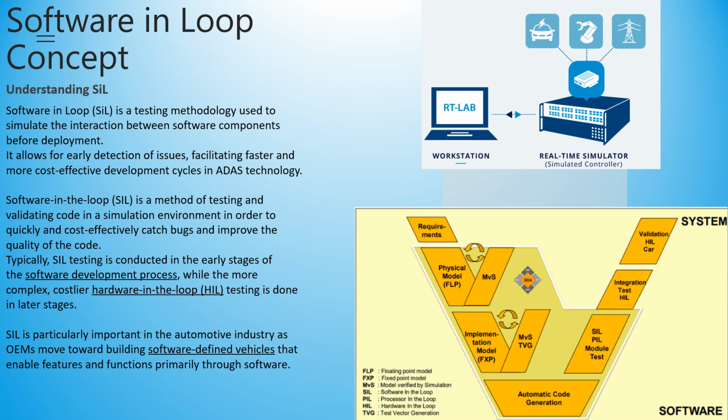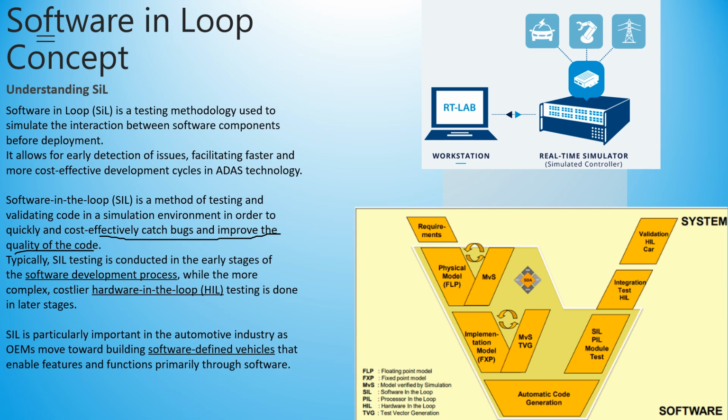And software in loop is a method of testing and validating code in a simulation environment. Let me explain in more layman language. Software in loop is a method of testing and validating code in a simulation environment in order to quickly and cost effectively catch bugs and improve the quality of code. Okay, so this is very important. The purpose is to catch bugs and improve the quality of code.